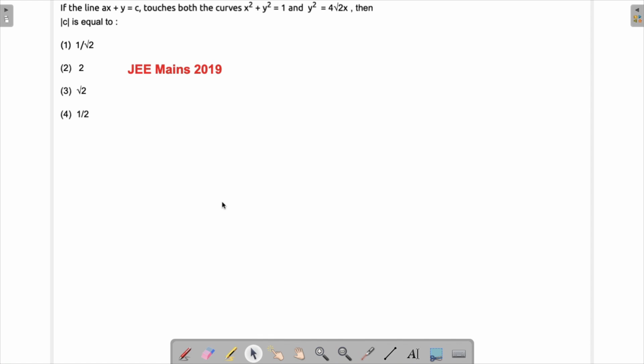All right, so we're trying to solve another problem from JEE Mains 2019. This is a very simple problem. In this question, what has been asked is that this line is touching both the curves, a circle and a parabola, then what will be the value of mod C? So we know a property of a circle, right?